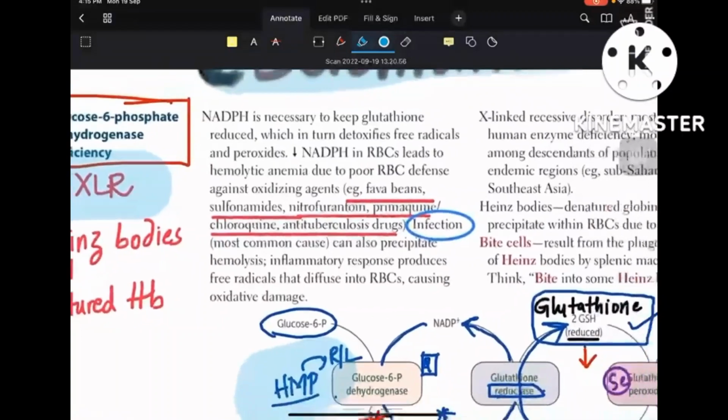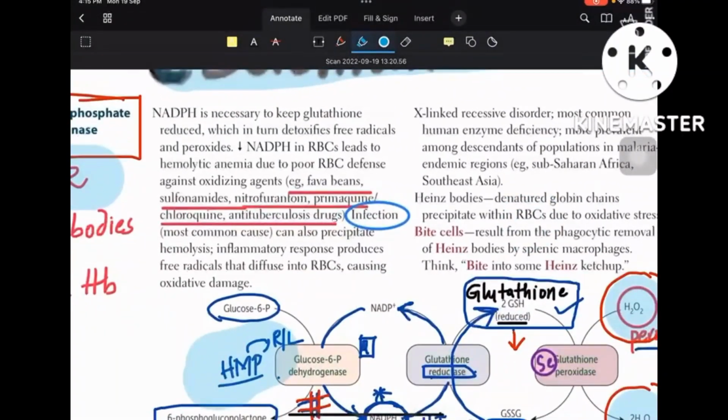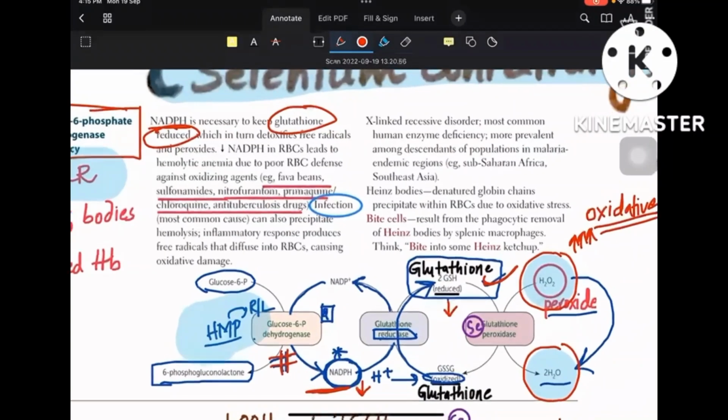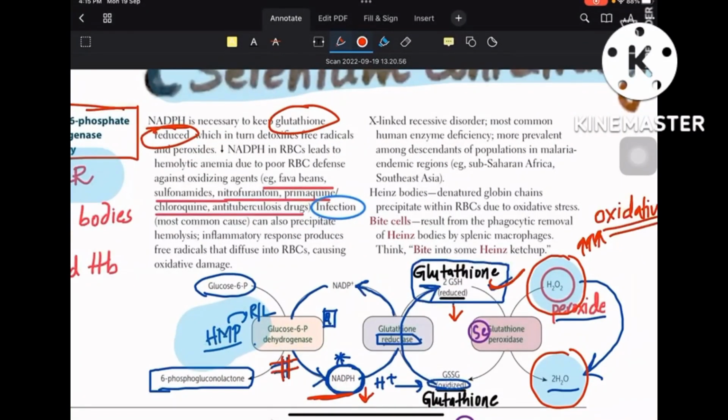See guys, I'm reading out these sentences for you. So NADPH is necessary to keep the glutathione in its reduced form, right? I have already told you. This reduced form, we need NADPH, which in turn detoxifies the free radicals and the peroxidases. When there is a decrease in NADPH in RBC, that leads to hemolytic anemia due to poor RBC defense against oxidizing agents.